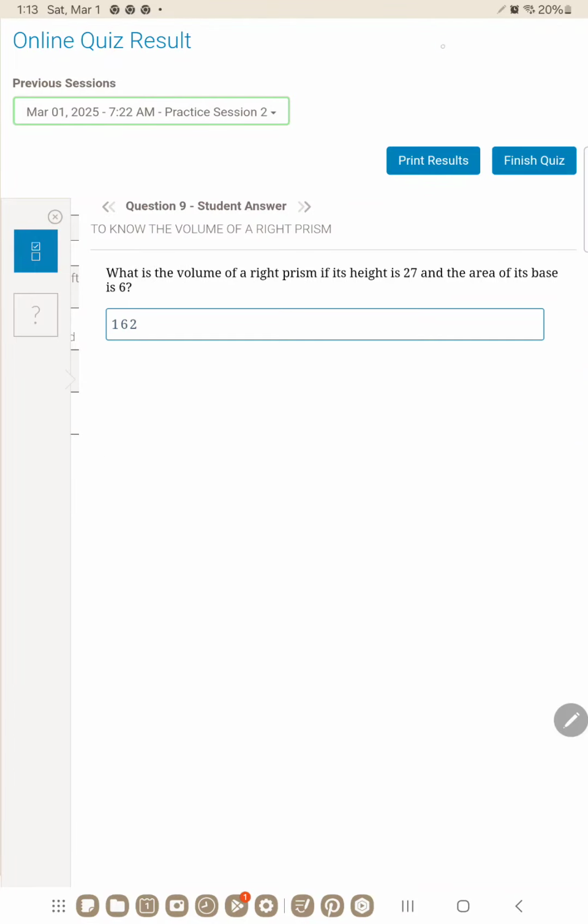Okay, so what's the volume of a right prism if the height is 27 and the area of the base is 6? So the right prism, or any prism, its volume is equal to the area of the base times height. So what's the base? The base is 6. It's a right prism, so it's 6 squared. So 36 times 27 is your height. Now 36 times 27.